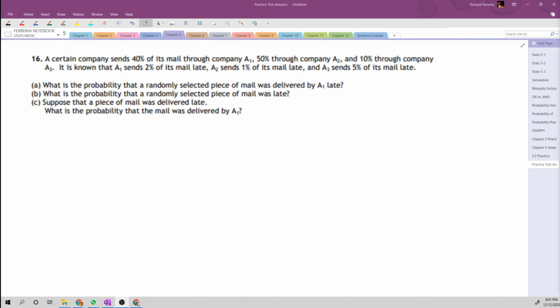A certain company sends 40% of its mail through company A1, 50% through A2, and 10% through A3. So that's all of their mail going to one of these three companies. It's known that A1 sends 2% of the mail late, A2 sends 1% of the mail late, and A3 sends 5% of its mail late. Shame on you, A3. What's the probability that a randomly selected mail was delivered by A1 late?